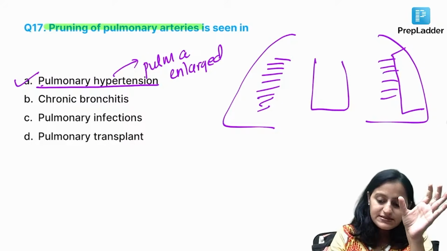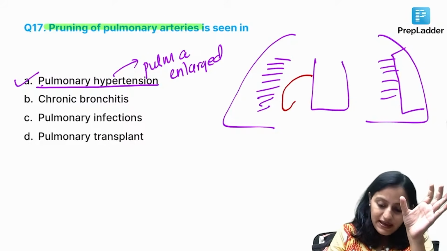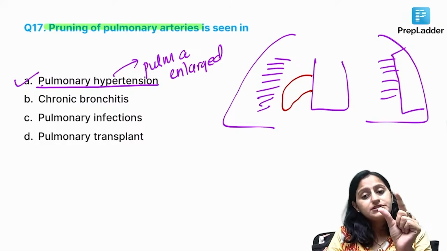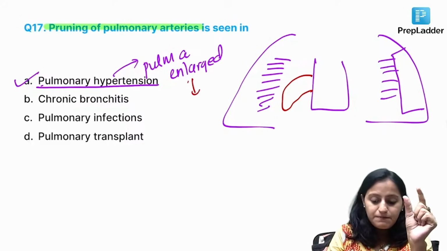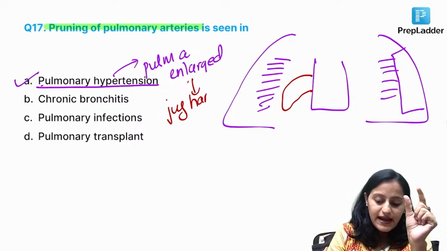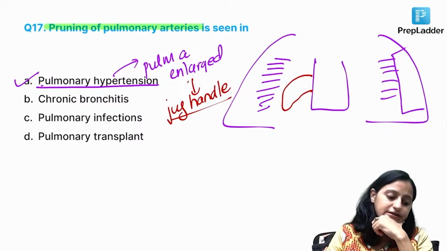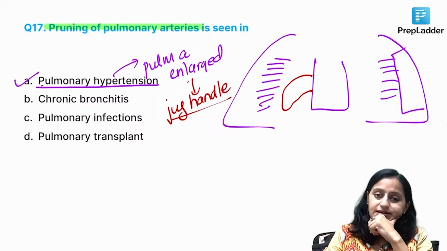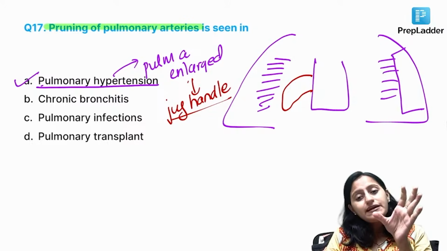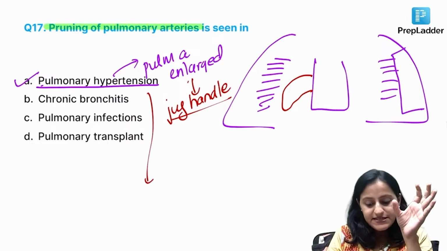So in the center, this is the heart. You would see the main pulmonary artery, which is prominent. Okay. What is that appearance called? Jug handle appearance. Jug handle appearance of the pulmonary artery, right? Correct? How do you identify pulmonary hypertension on CT scan?